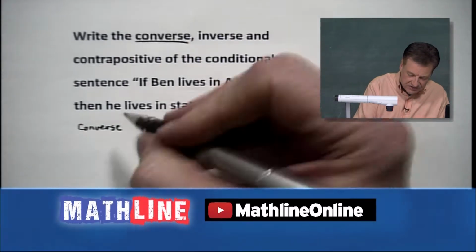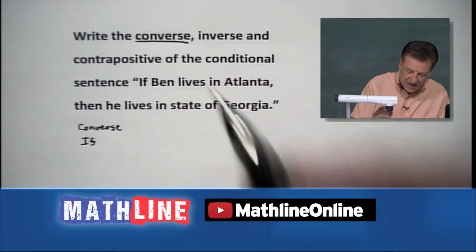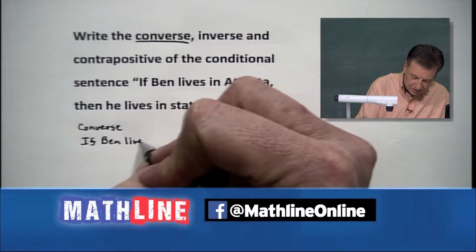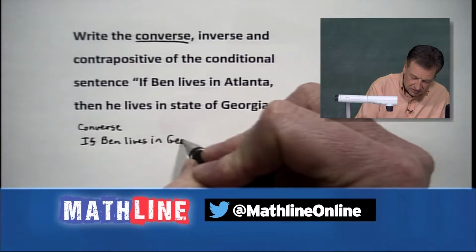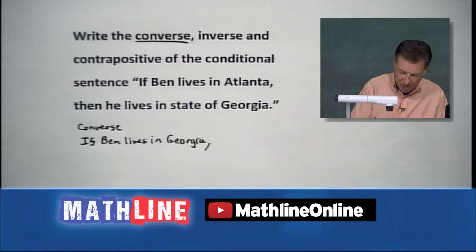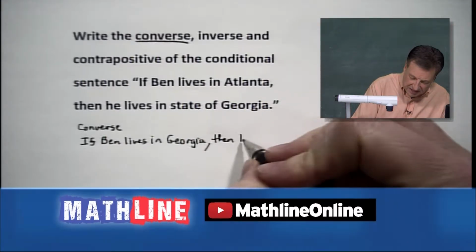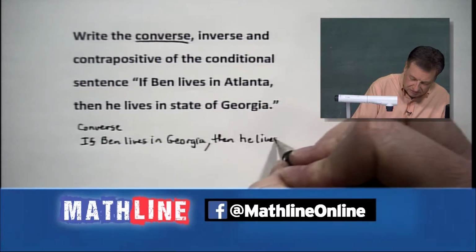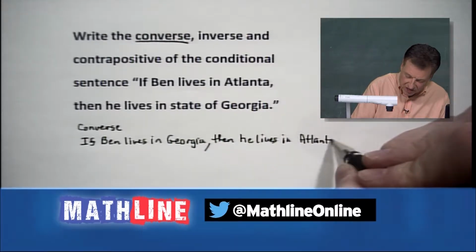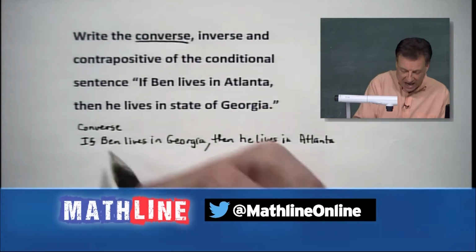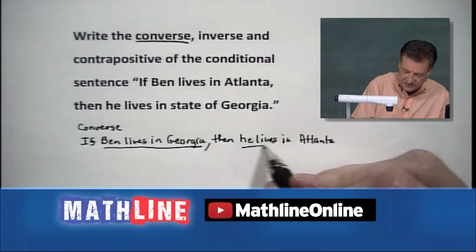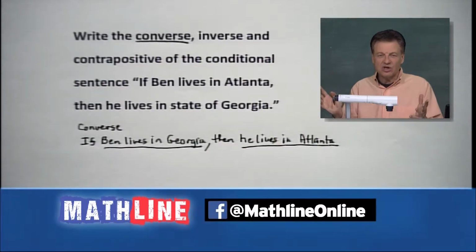So the converse in this case would start off with good old if. This time we're going to say if Ben lives in Georgia, then he lives in Atlanta. And am I going to have enough room to write Atlanta? I am. Yay. So look what happened. Now Ben lives in Georgia is our new hypothesis, and he lives in Atlanta is now the conclusion.